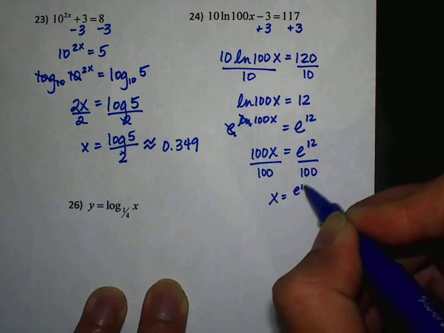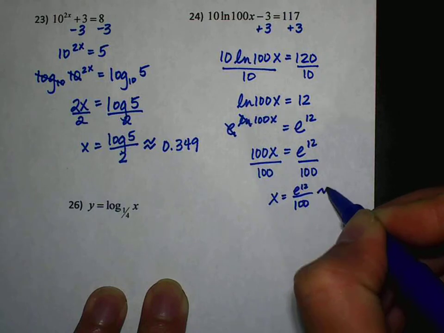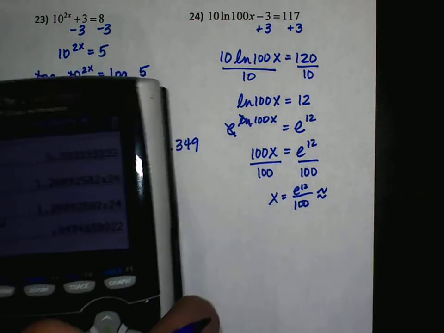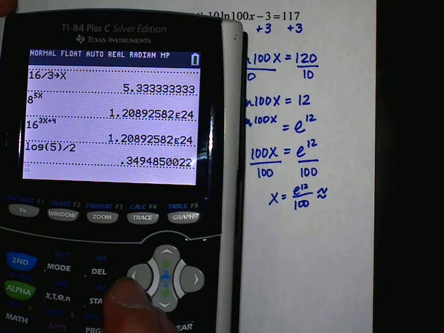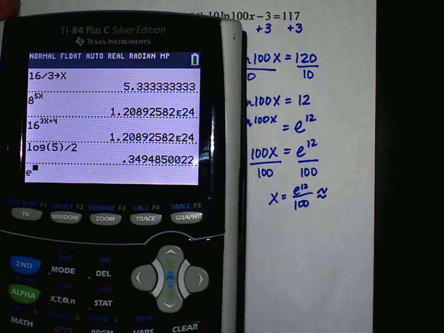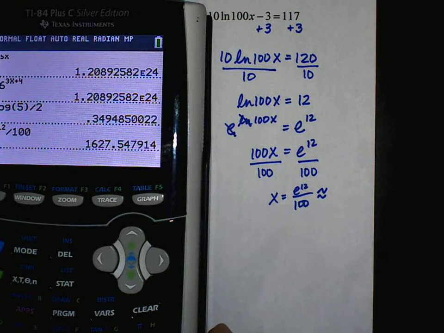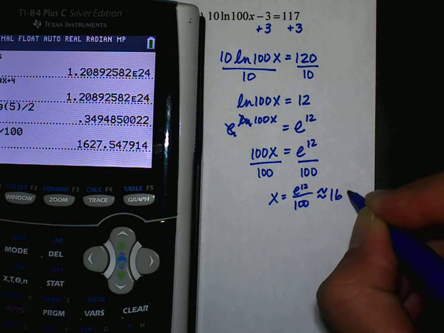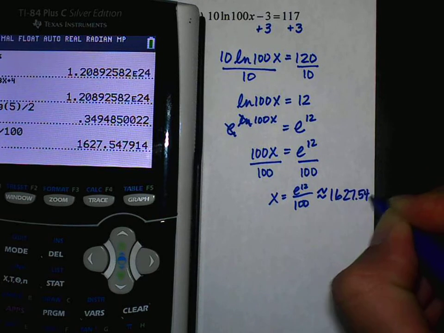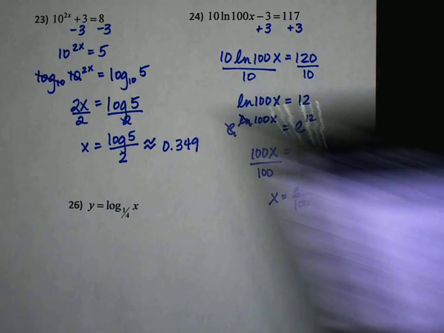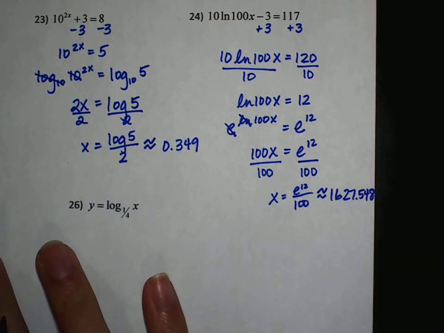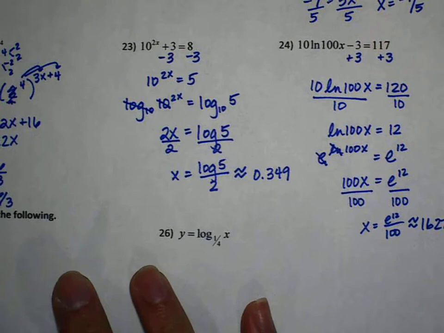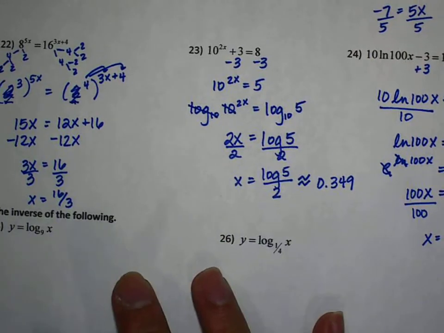x equals e to the 12th divided by 100, which is approximately, let's see what that is equal to. e to the 12th divided by 100. 1,627.548. Tight squeeze there. Okay, so that's how you can solve those 4 different types of equations that you'll see on your test.